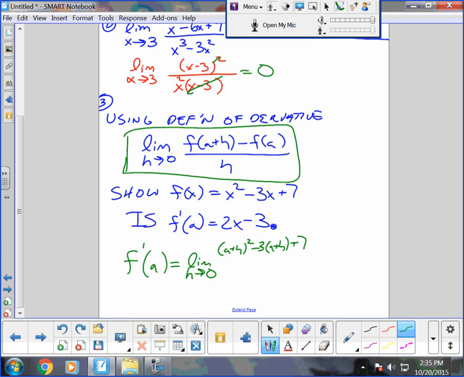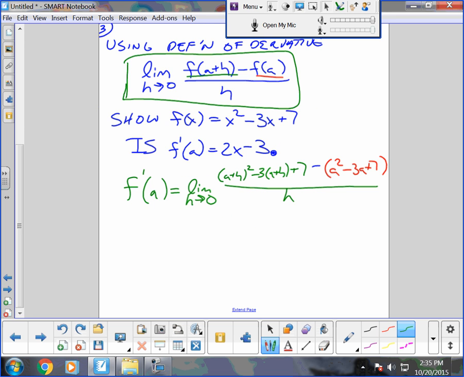That is f of a plus h minus, this is the green part, I just did this, minus, I'll do this in red, I'll put in a squared minus 3a plus 7, all over h. And then I have to grind this sucker out. Limit as h goes to 0. A binomial squared, guys, is a trinomial. If you haven't memorized this yet, you might want to.